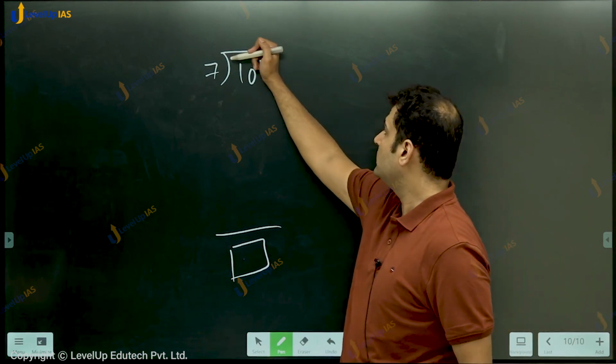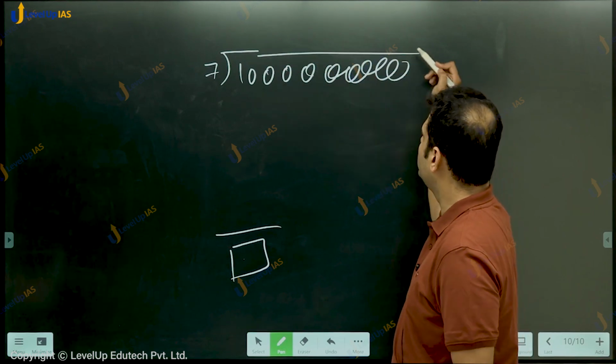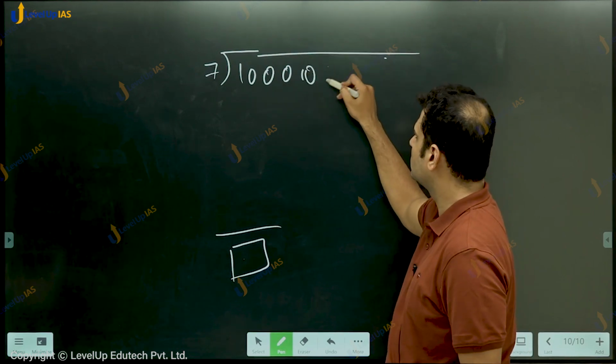Now if you go to do this by direct division of 10 raised to 10, that is also doable. Meaning it is 1 followed by 10 zeros.